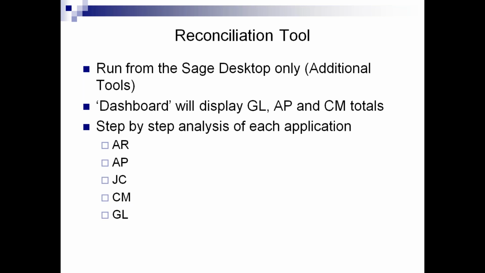So this would be, instead of doing it the old-fashioned way of running aging reports and then financial statements to compare, you can actually run this reconciliation tool, and it will do the comparison for you automatically, and then step by step it walks you through what to do if you're out of balance and you're trying to find that out of balance amount. Okay, so just a reminder that tool is there on the Sage desktop only.